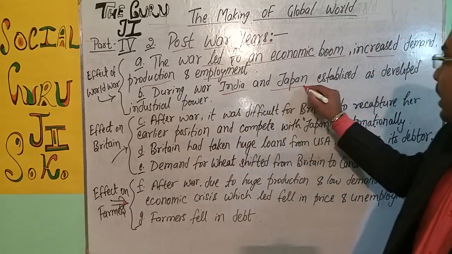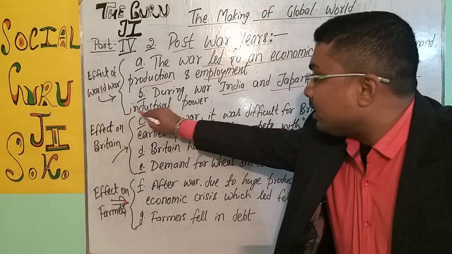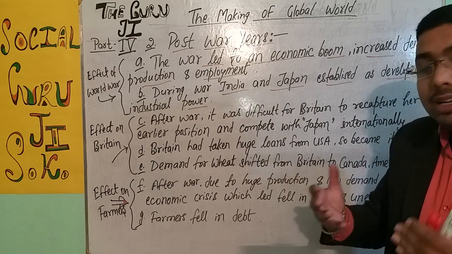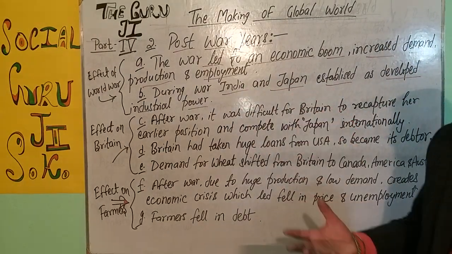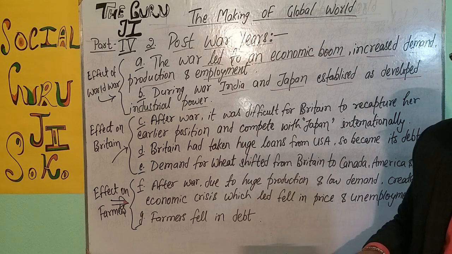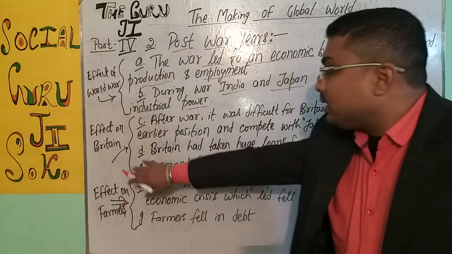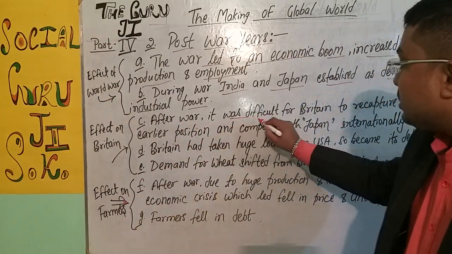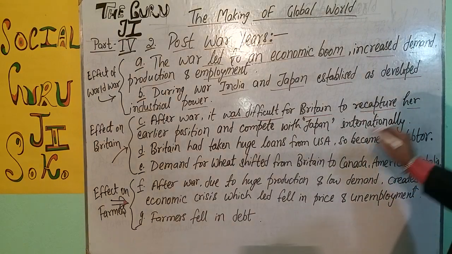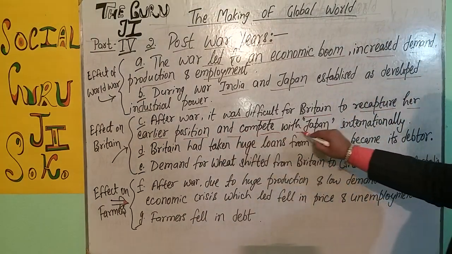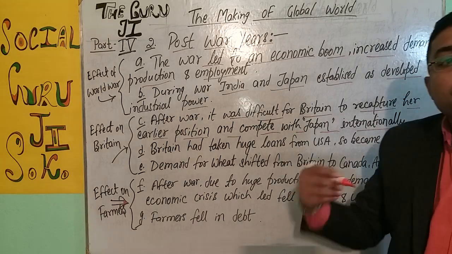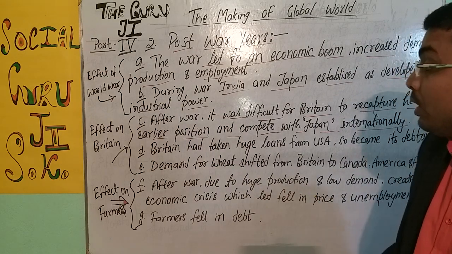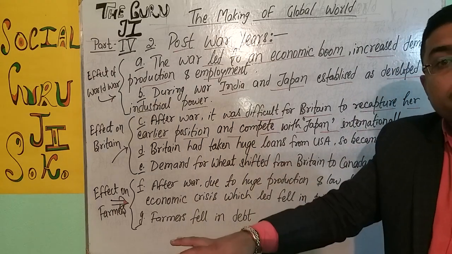During war, India and Japan were established as developed industrial powers. Yes, when Britain was busy in the war, at that time India and Japan grew up as international industrial powers. Now, due to the war, what effects fell on Britain? After war, it was difficult for Britain to recapture her earlier position and compete with Japan internationally. Means war के बाद अब ब्रिटेन के लिए ये बहुत मुश्किल हो चुका था कि वो फिर से इंडिया के मार्केट पे अपनी स्टैब्लिशमेंट करे.